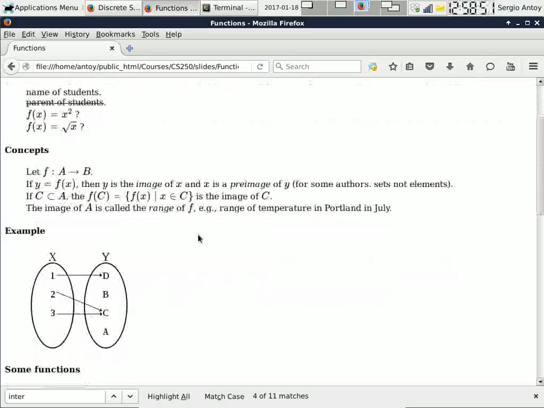Alright, so here we have some concepts, but first look at this one. This is a function, right? What is the domain? X. The codomain? Y. Can we really claim that it's a function? Is it really true that for each element here there is exactly one here that corresponds? Yeah. The correct answer is yes.